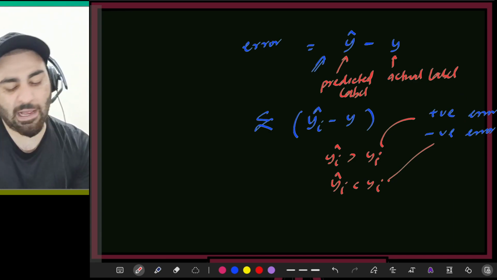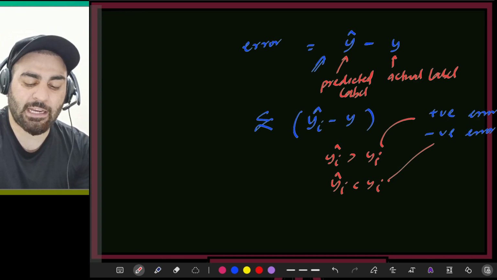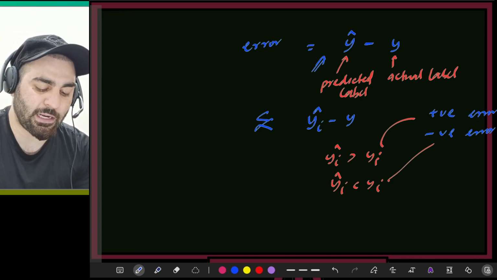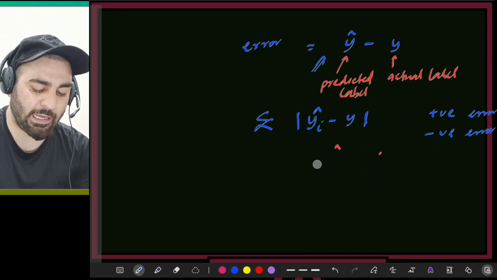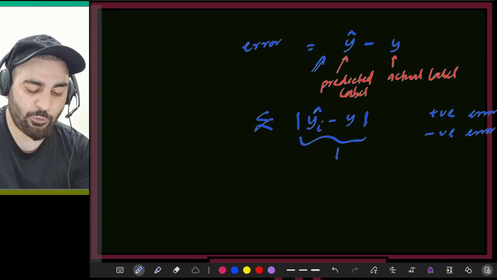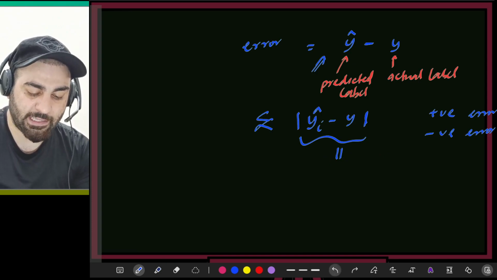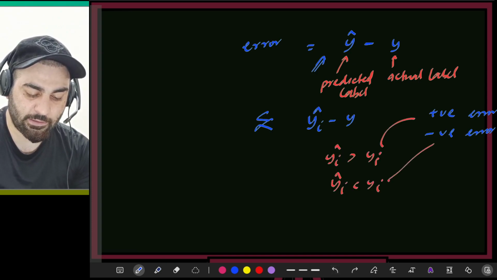Now, I just want the error. So one thing I can do is put the absolute value over here, so that this will give me the absolute error. This thing over here will give me the absolute error. Let me write that separately. This is the normal error.